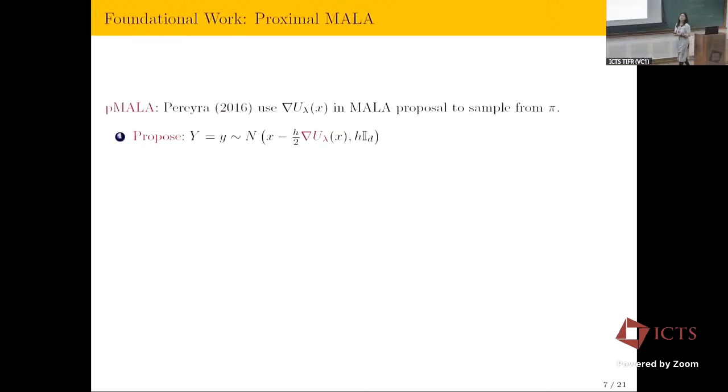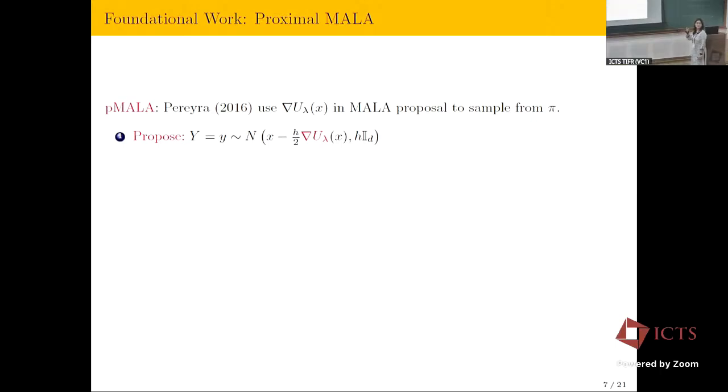So where have people used this type of approximation? One of the first works, it's unclear which one came first because of the arXiv and the publishing, but one of the first most cited references is the work by Marcelo Pereira in 2016. What they did was say, we're going to use the gradient of u lambda x in the MALA proposal to sample from pi. Let's unwrap this and see what it means. To sample from pi, I'm going to get y from normal x minus h by 2 grad u lambda x.